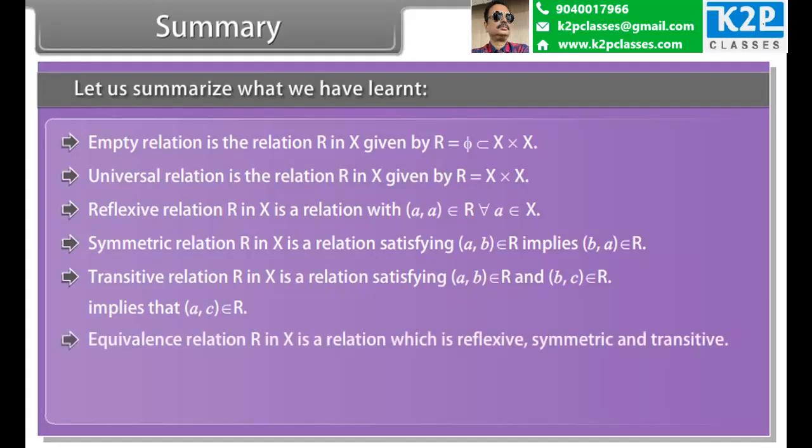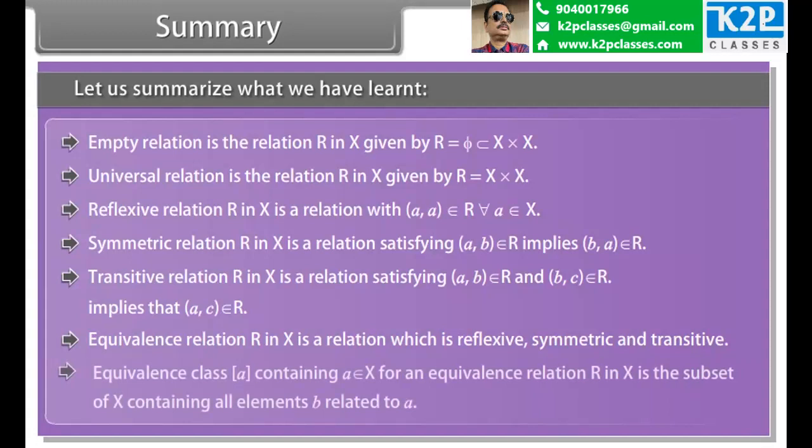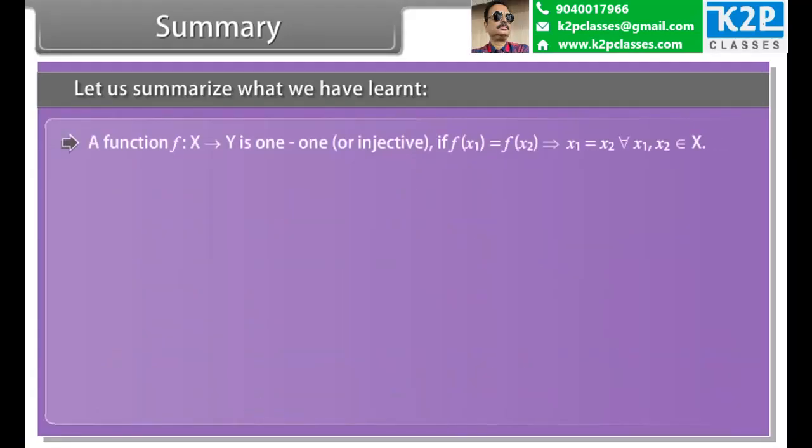Equivalence relation R in X is a relation which is reflexive, symmetric, and transitive. Equivalence class [a] containing a belongs to X for an equivalence relation R in X is the subset of X containing all elements b related to a. A function f from X to Y is 1-1 or injective if f(x1) = f(x2) implies that x1 = x2 for each x1, x2 belongs to X.